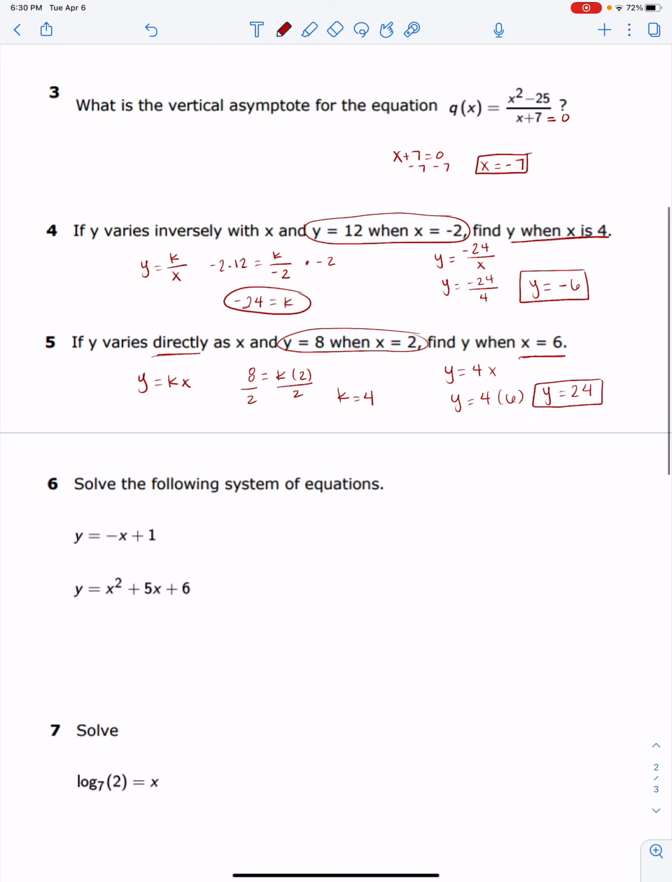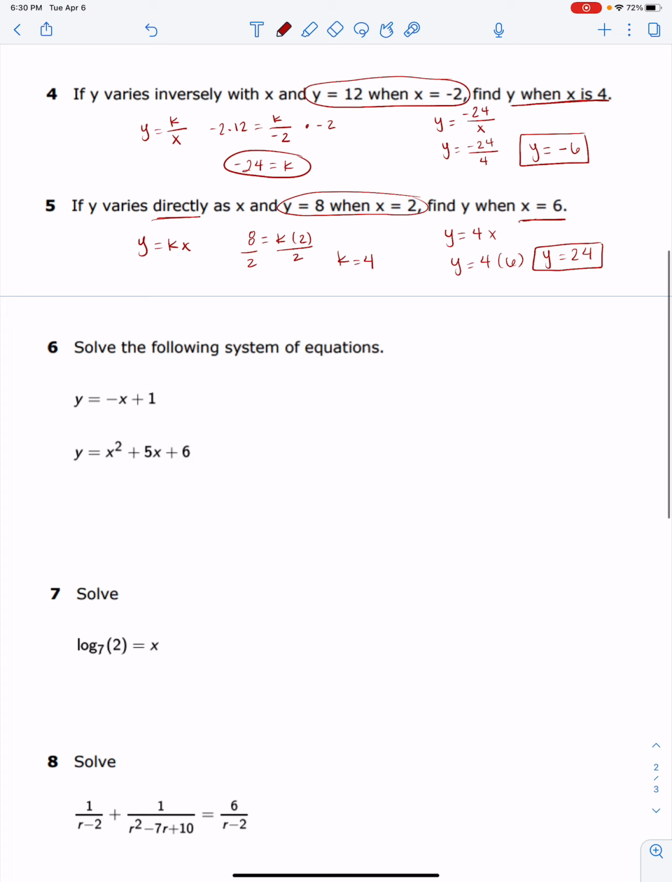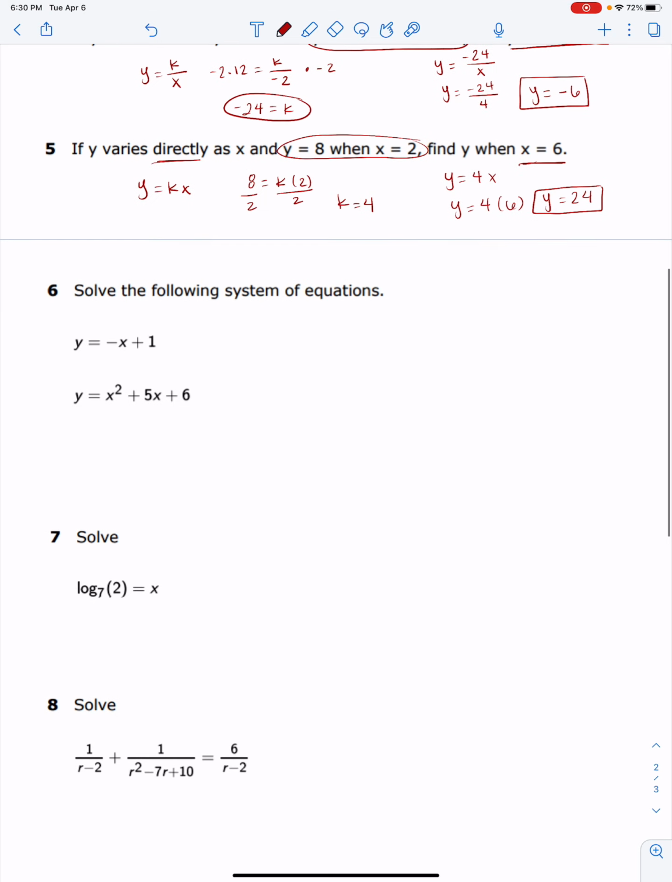Number 6. When we're solving a system of a linear and a quadratic equation, first you know that this y is the same as this y, right? So I have negative x plus 1 equals x squared plus 5x plus 6. I have an x squared, so I have a quadratic. And the only way to solve the quadratic is to get it to equal 0 so that you can factor it. So we're going to add x.